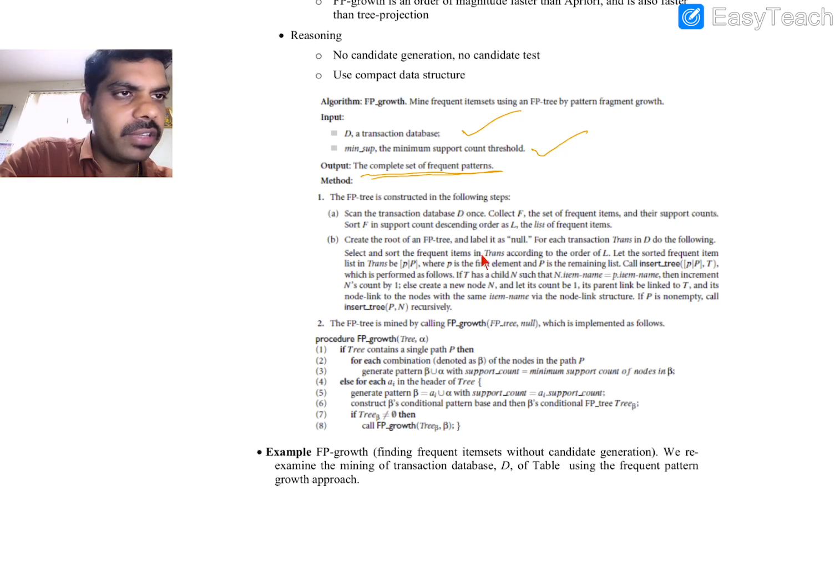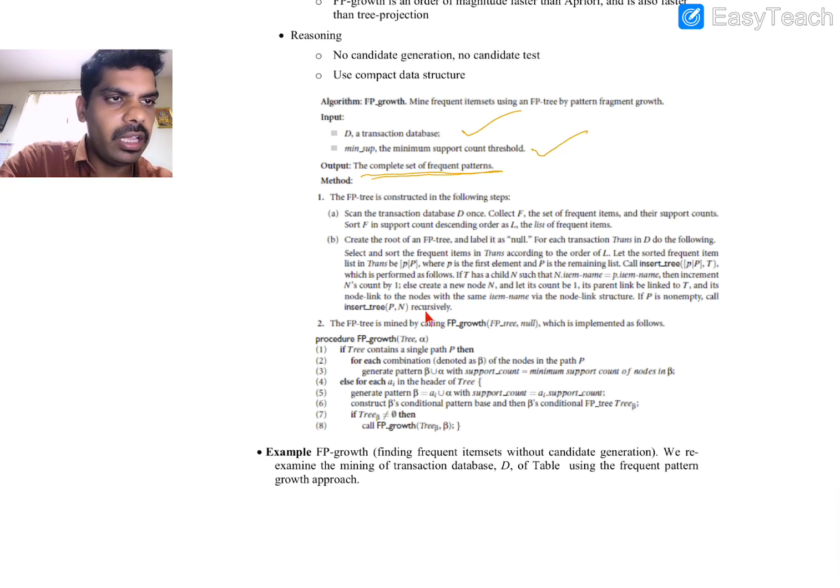Sort the frequent items in each transaction according to the frequent item set. Then we start the construction of the tree. How can we construct the tree? In order to insert a node into the tree, we have to verify whether that node exists at the same level. If the node doesn't exist at the same level, then we go for creation of the next level.